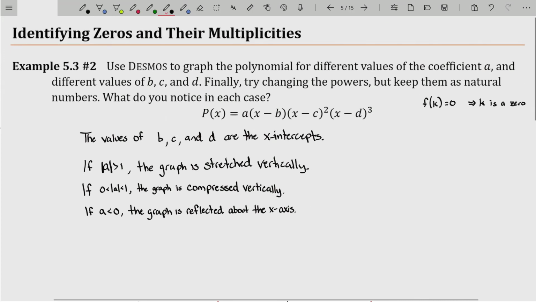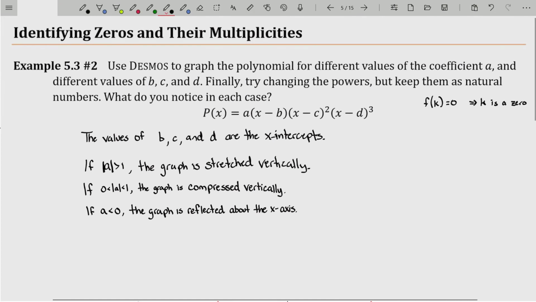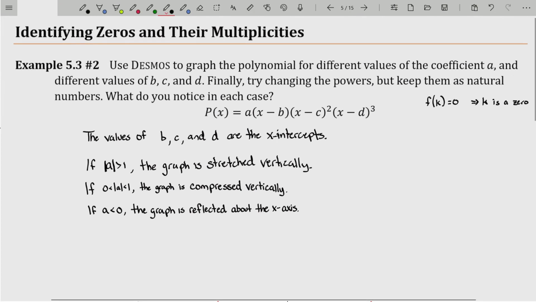Now, the final piece that I'm asking us to do, and this is kind of the most important piece for me, is to change the powers and see what happens. And this is actually going to be critical in this section or in this lecture.